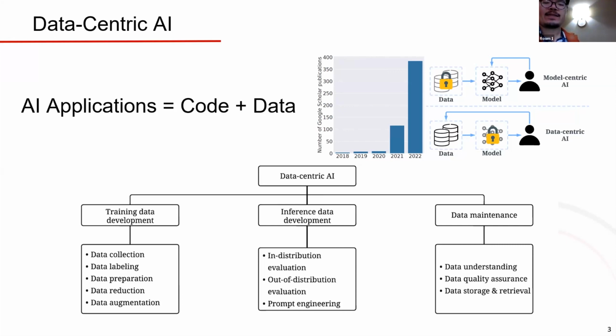And for data maintenance, the question is how, overall as a data system, we can improve the understanding and assurance of the quality of the data, as well as the storage and retrieval of that data, to make the system more efficient and more reproducible. So I think this specifically calls out that data quality has been one thing the community has been focused on in the past 4 to 5 years.